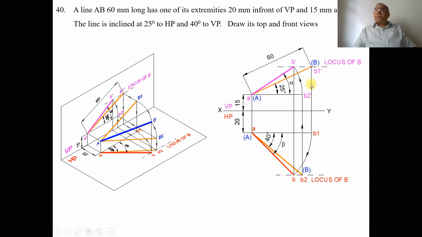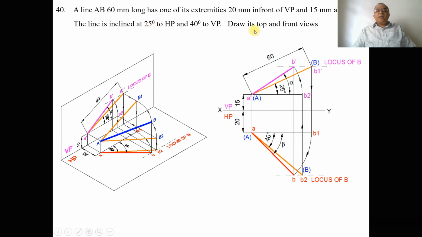So we are going to solve this problem manually. So how to do that? Once you draw XY and mark VP and HP, you measure the distance of 15 mm above HP in VP and 20 mm in front of VP in HP. You consider any point and mark it as A dash and A.